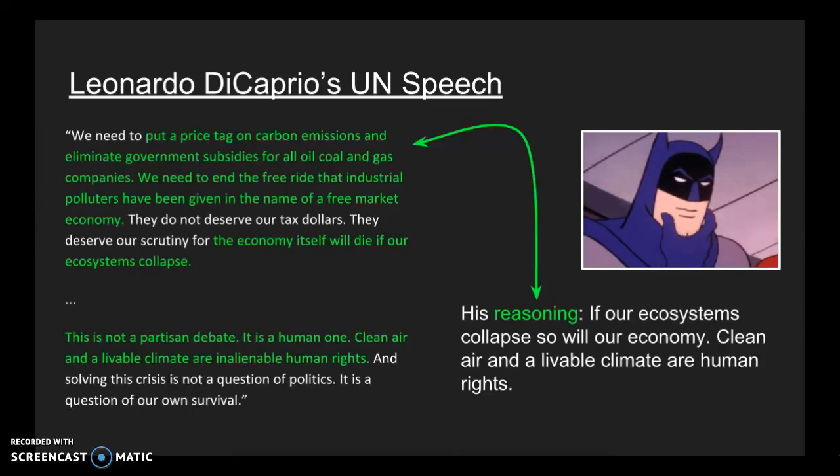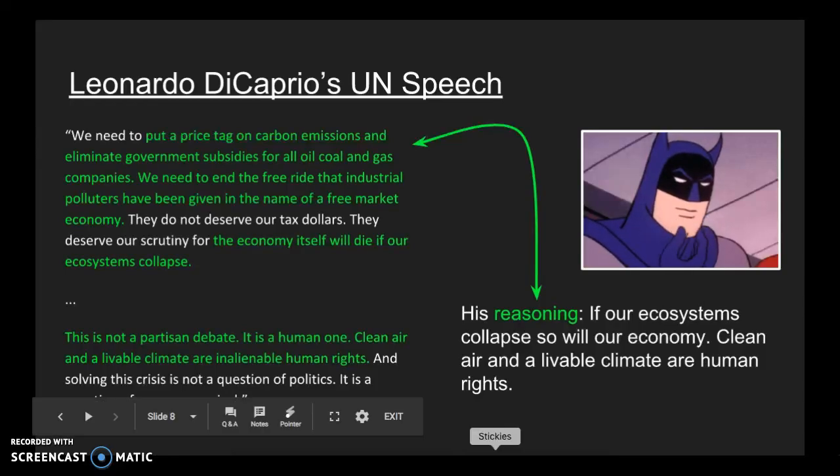He says, put a price tag on carbon emissions and eliminate government subsidies for all oil, coal, and gas companies. We need to end the free ride that industrial polluters have been given in the name of a free market economy. They do not deserve our tax dollars. They deserve our scrutiny, for the economy itself will die if our ecosystems collapse. Right? This is not a partisan debate. It is a human one. Clean air and a livable climate are inalienable human rights.